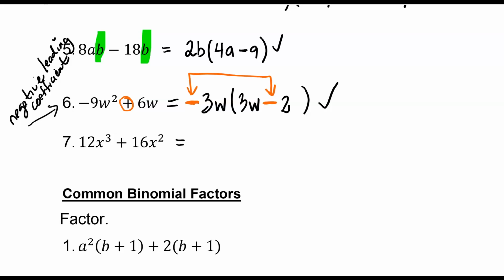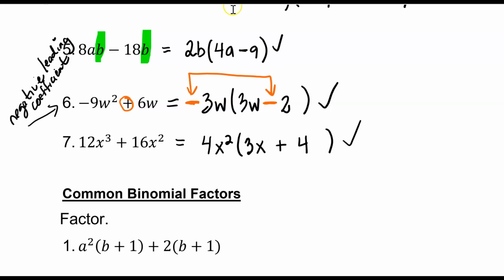Moving on, we have 12x cubed plus 16x squared, which has 4x squared in common. We take that out. 4x squared times what? It would have to be a 3 to give us that 12, and an x plus 4 times what? That has to be a 4. And we already have the x squared, so we don't have to put anything else there.